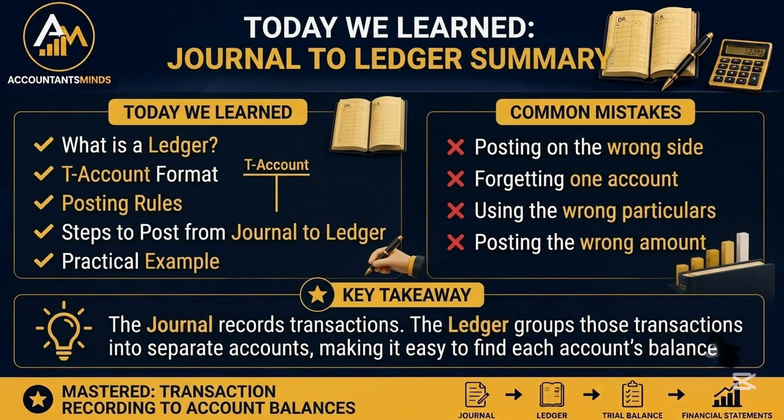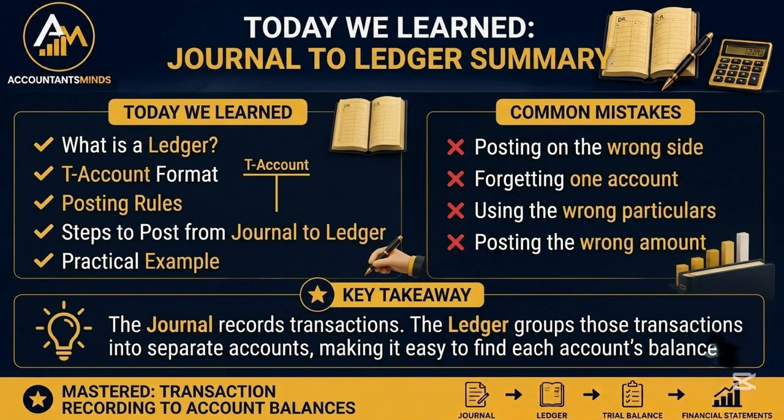Great! Now let's quickly summarize everything we learned today. Today we learned what a ledger is and why it is important in accounting. We also learned the T account format and the rules for posting journal entries into the ledger. Then we followed the 5 simple posting steps and applied them using a practical example.